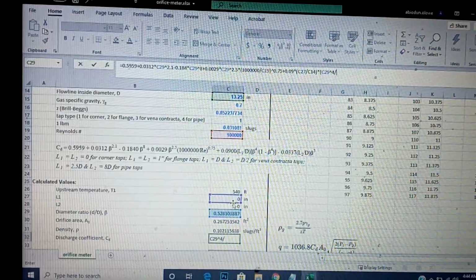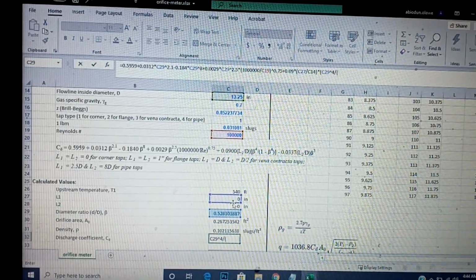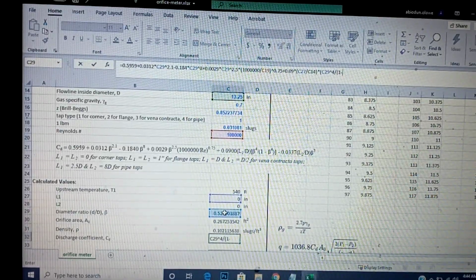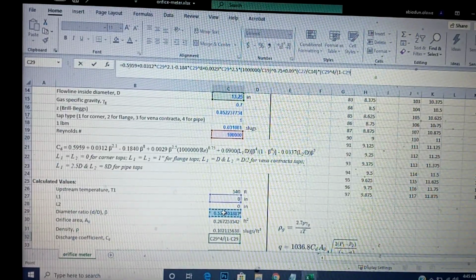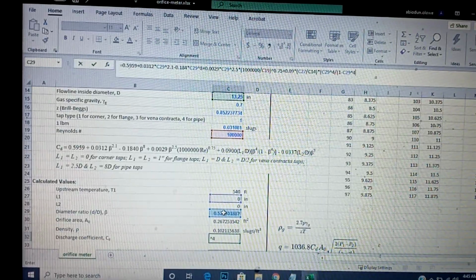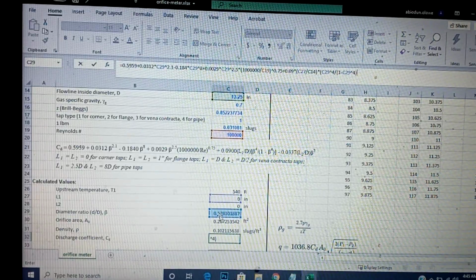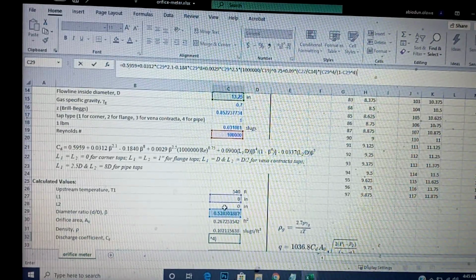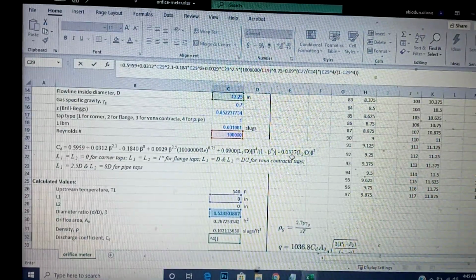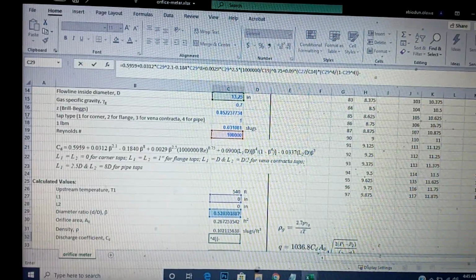I open another bracket. 1 minus beta again to power 4. Cap 4. I close the bracket. Then I close the other bracket. See, it ends with 2 brackets there. Then minus 0.0337.